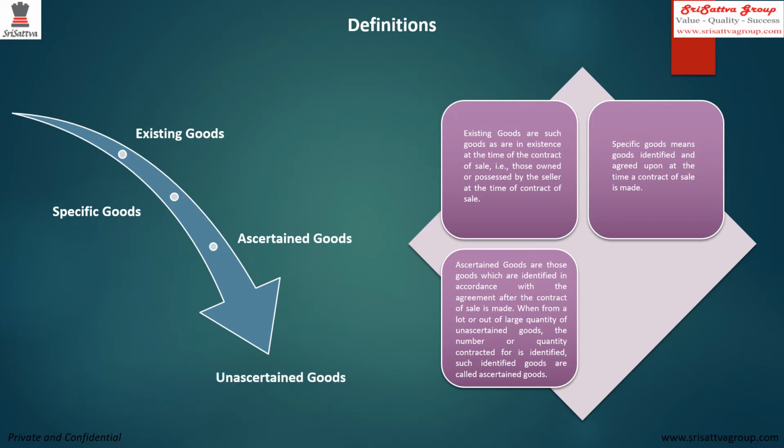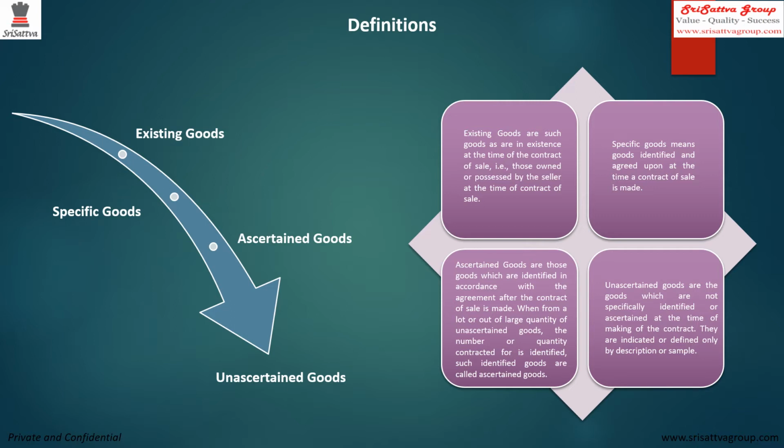Unascertained goods. Unascertained goods are the goods which are not specifically identified or ascertained at the time of making of the contract. They are indicated or defined only by description or sample.